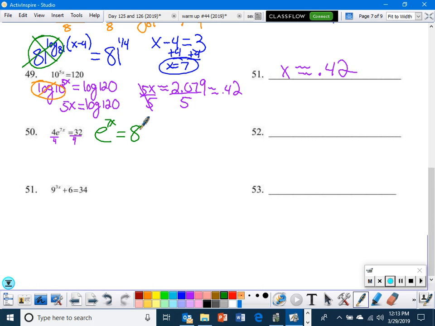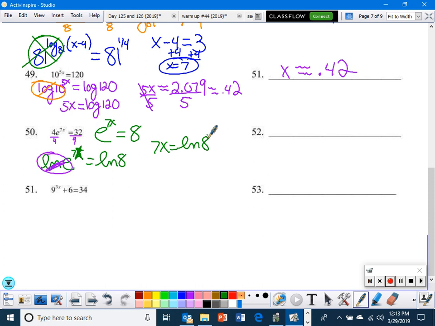Now, how in the world do I get rid of the e? Okay, well, remember, that's the natural log. So, again, what we do to one side, we do to the other. We can rewrite this as ln e to the 7x equals ln 8. These cancel out. Whoops, that's an x, not a 5. This is an x. Okay, this cancels out. So we're left with 7x equals ln 8.